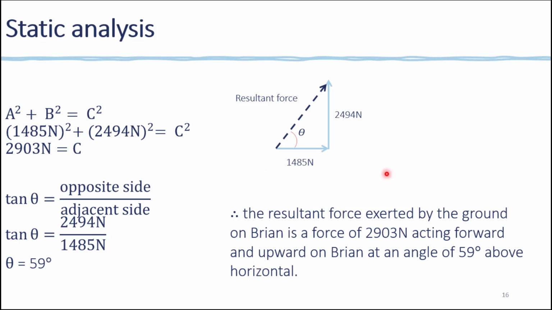So let's finally write our super important therefore statement. It should look something like this. So the resultant force exerted by the ground on Brian is a force of 2,903 newtons acting forward and upward on Brian at an angle of 59 degrees above horizontal. And that's this force here that we just resolved.